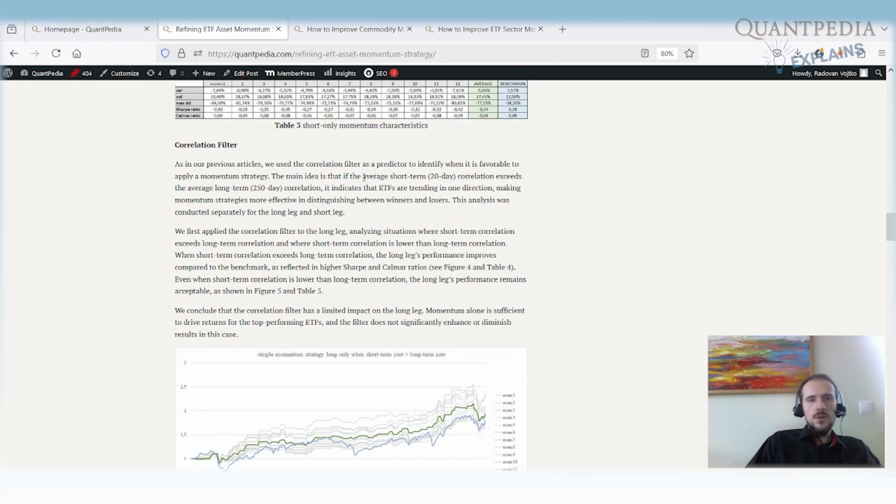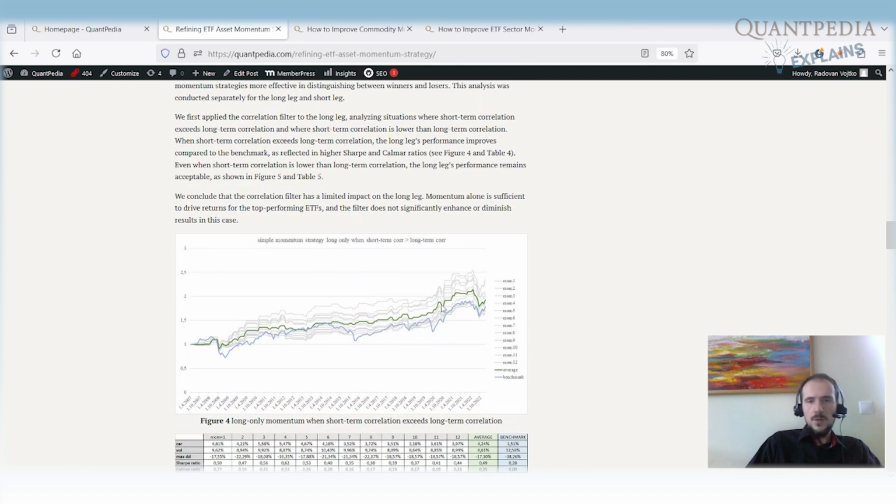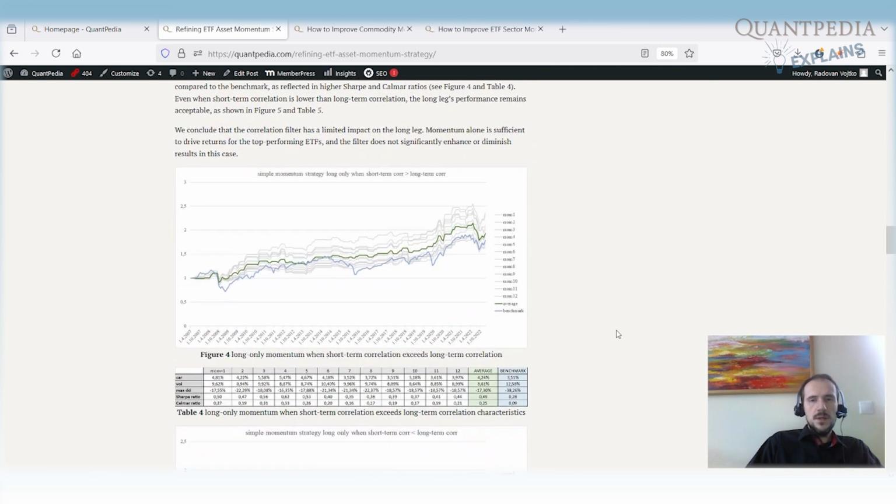Once again, we are looking for a predictor that compares the short-term 20-day correlation and the 250-day correlation between the assets, or between the ETFs in the investment universe. And if the correlation is higher, we go long, we use the momentum. So what we can see is that in this case, the correlation filter doesn't help the momentum strategy. Why is it so?